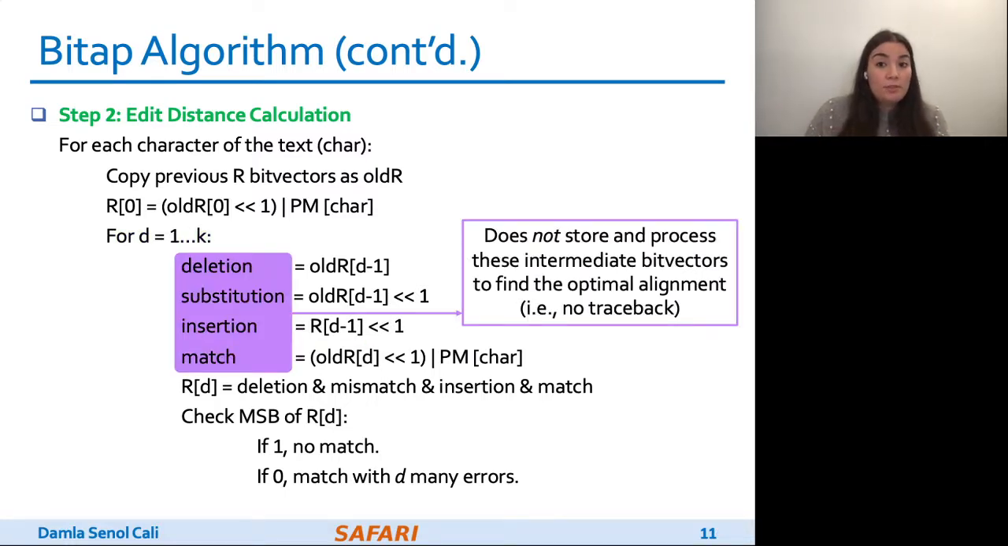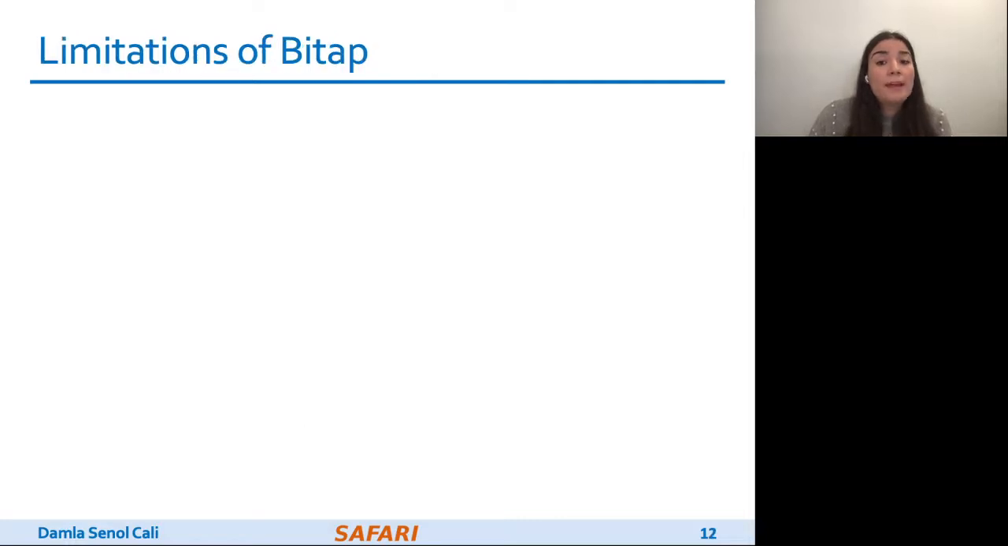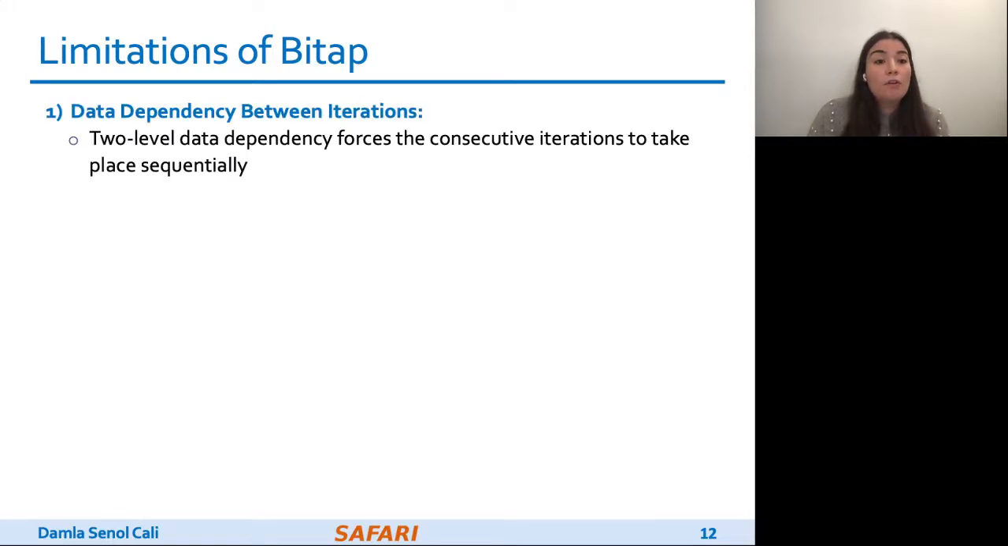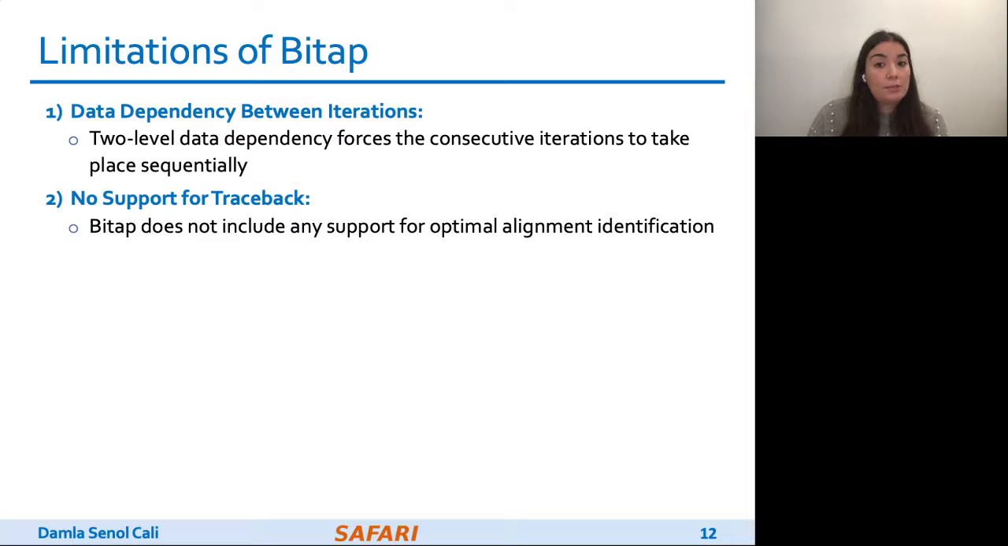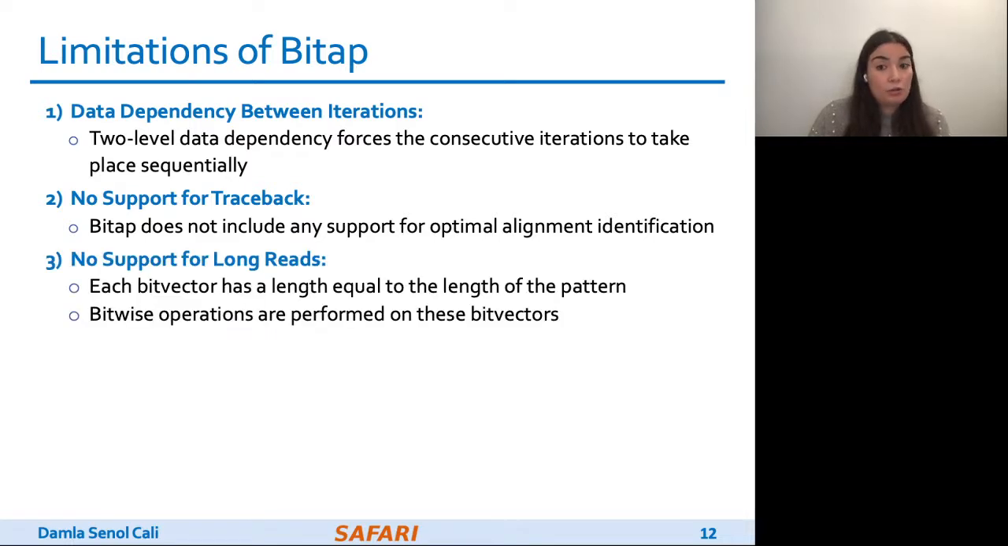And another property, Bitap generates these four intermediate bit vectors, deletion, substitution, insertion, and match, but they are not stored and processed with a traceback step to find the optimal alignment. So we find that Bitap has five limitations that hinder its applicability and efficient hardware acceleration for genome sequence analysis. We have already covered the first two algorithmic limitations, and we find one more algorithmic limitation, which is no support for long reads.